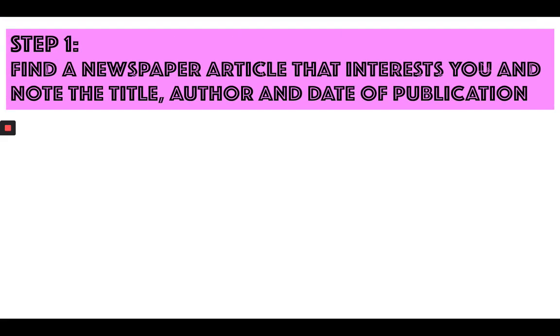Step 1. Find a newspaper article that interests you and note the title, author and date of publication. So if you're doing this on paper, you could note these things down, or if you're typing it into a Word document, you can type it in there. Selecting the newspaper article can be a bit of a barrier for some people, so here's some advice from me.